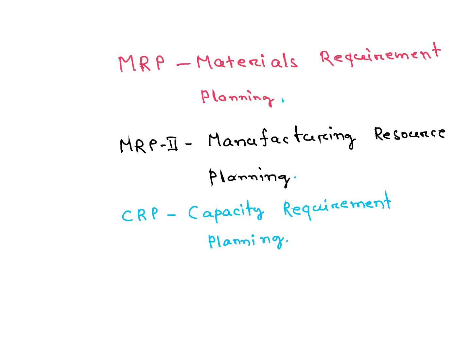In this video I will cover industrial engineering, and in industrial engineering I will cover MRP and MRP2 to CRP. These are very important for all examinations. So many times they asked MRP, MRP2 and CRP. MRP is materials requirement planning and MRP2 is manufacturing resource planning. CRP is capacity requirement planning. Full forms also sometimes they are asking. So this is also important.